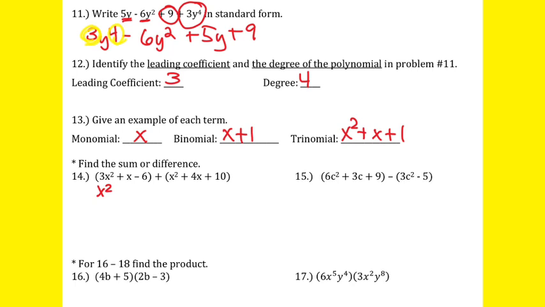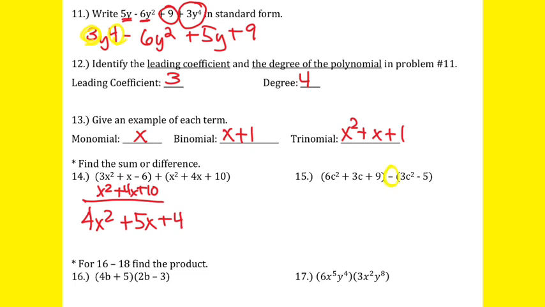Okay, on number 14, it asks us to combine our like terms because we are adding them, and this is an x squared, so I put that with the x squares, and our 4x, I put that with the x's, and we're adding 10 to negative 6. Add that up, and I get 4x squared plus 5x plus 4.